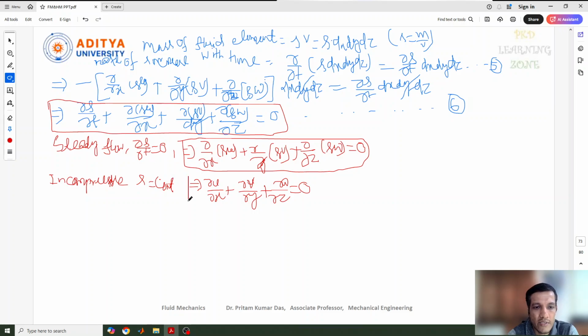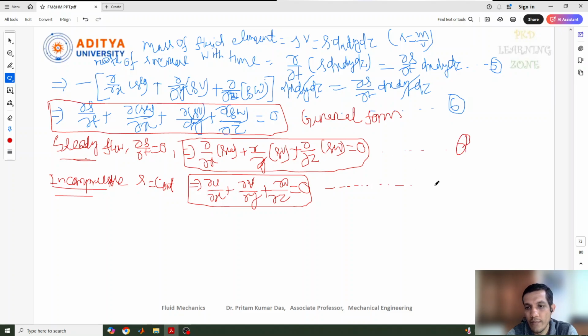So this is another equation, and it is nothing but the continuity equation for a three-dimensional object when the fluid is incompressible as well as steady flow. This is the general form of the continuity equation, and from this we got these two equations. One is for steady flow, another is for incompressible flow. We can call this equation 7, and this is equation 8, and this is for 3D.